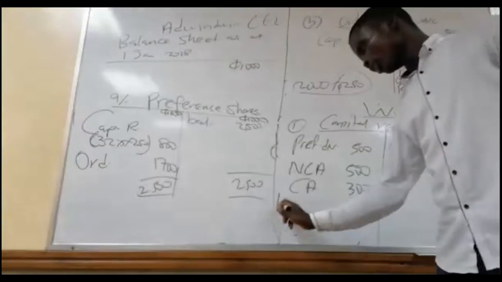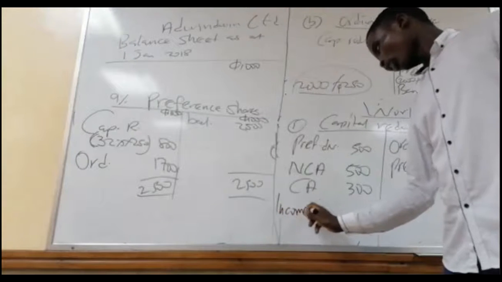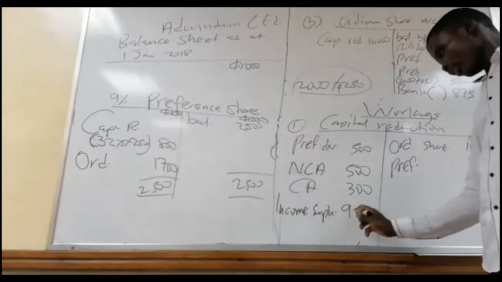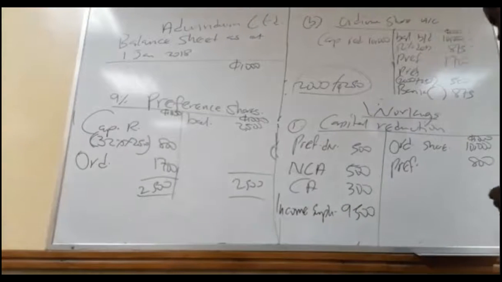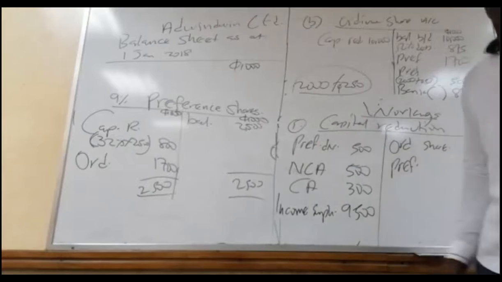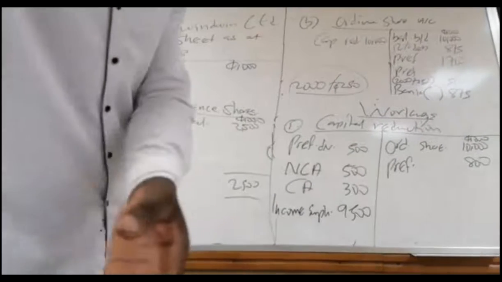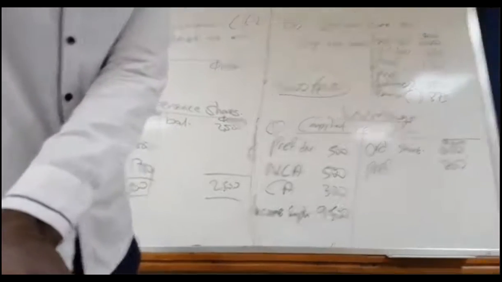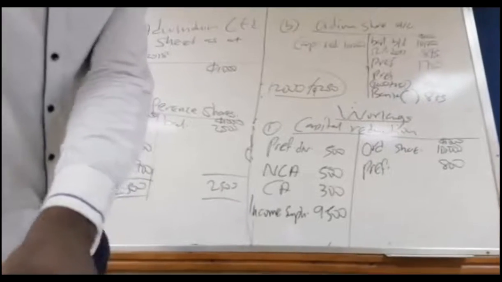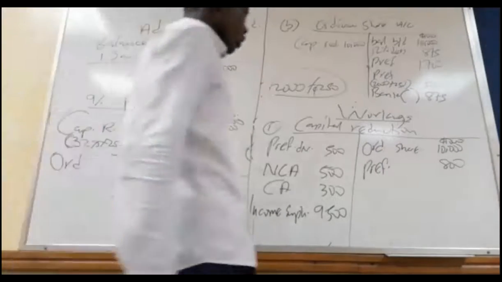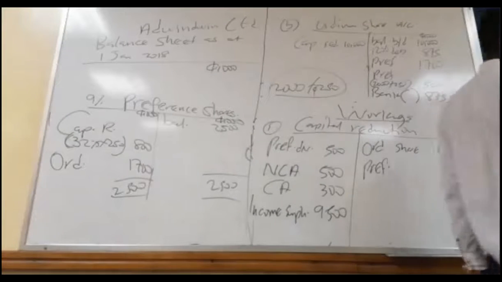So income surplus, 9,500. You are done. So we are done with that, everything. So balance the account nicely. Then post the balance.